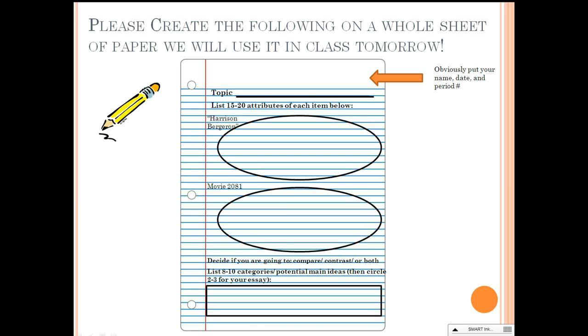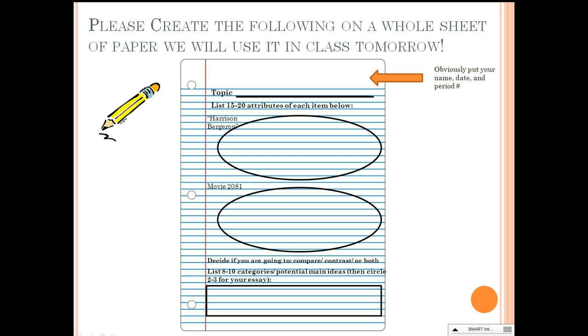So at the top of the paper, put the topic, which is Harrison Bergeron and 2081, and compare and contrast those two pieces. And you're going to need to be able to list 15 to 20 things on Harrison Bergeron. You could do that now. You don't even need to wait, within that circle. And in the second circle, you're going to list things from the movie 2081.